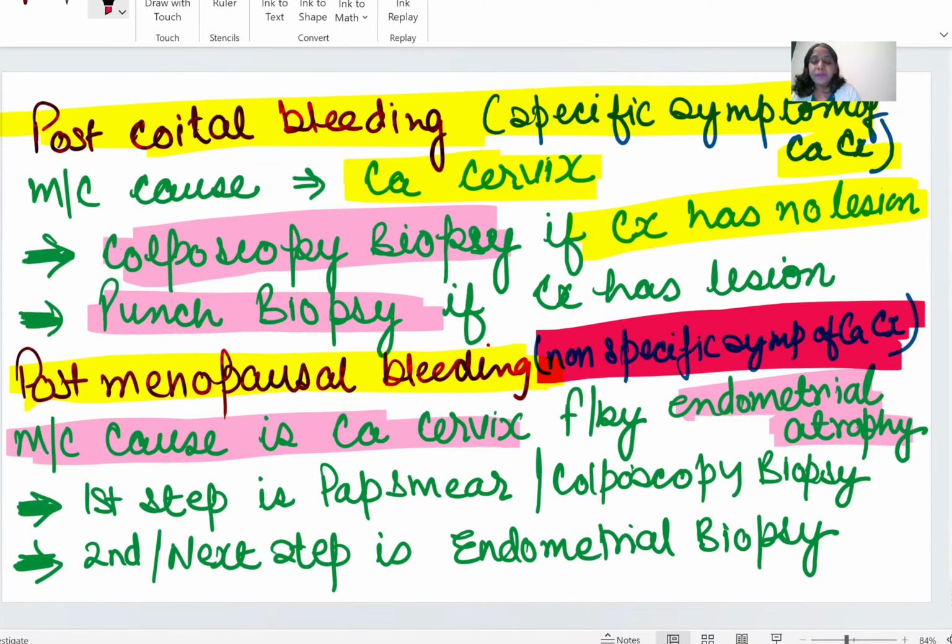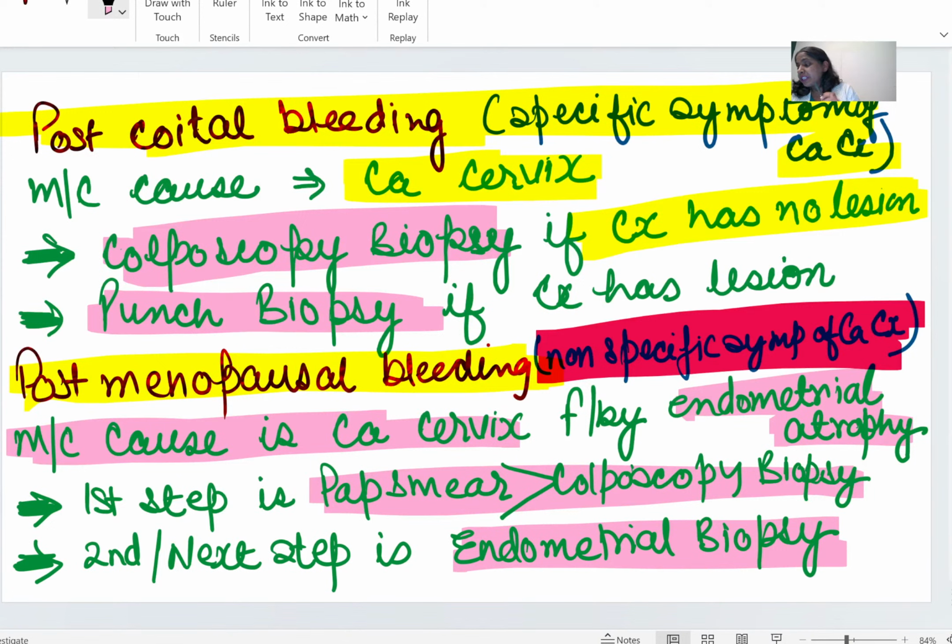Okay, preference will always be given to pap smear. Pap smear will be the first choice. Okay, if pap smear is not in the options, then we will go for the colposcopy biopsy. And then the second step, if in the question they have given you that colposcopy biopsy is done, then the second step will be endometrial biopsy. And which endometrial biopsy is the best? It is the hysteroscopic endometrial biopsy.